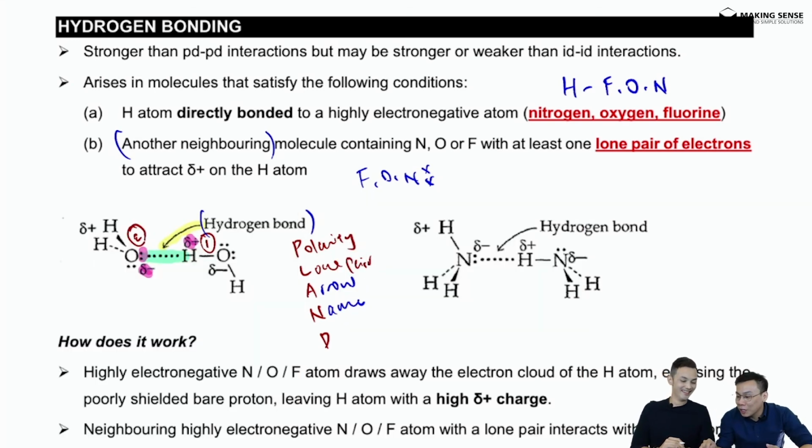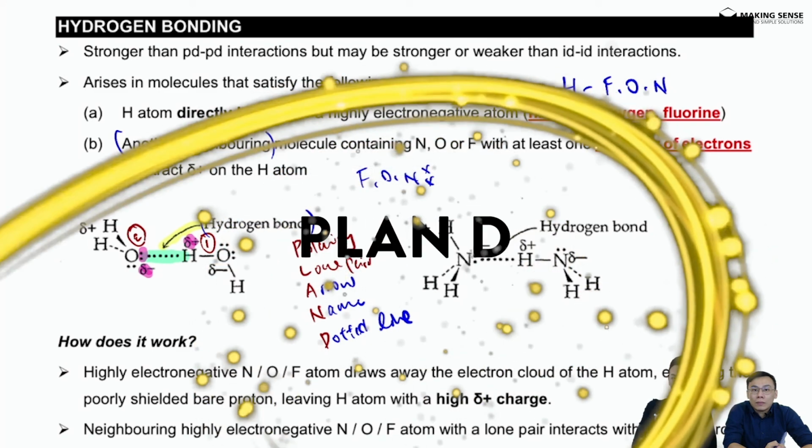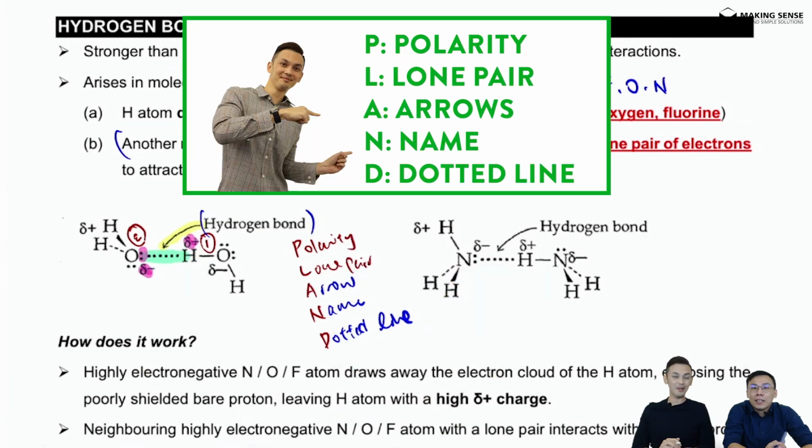The D must be this green color thing that you highlighted. It's a dotted line. These are generally the marking criteria, what examiners are looking for when you're drawing hydrogen bonding. So just remember, plan D. When all things fail, plan D will work for hydrogen bond.